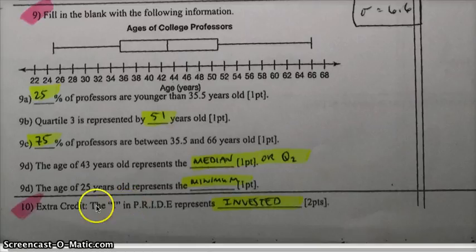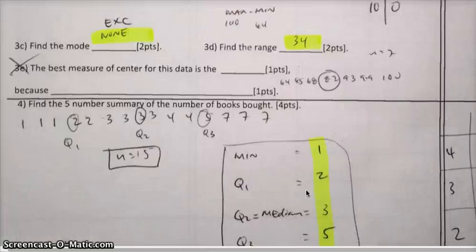And the extra credit question was knowing the letters and pride. I hope this was helpful for you to be successful on your retests.